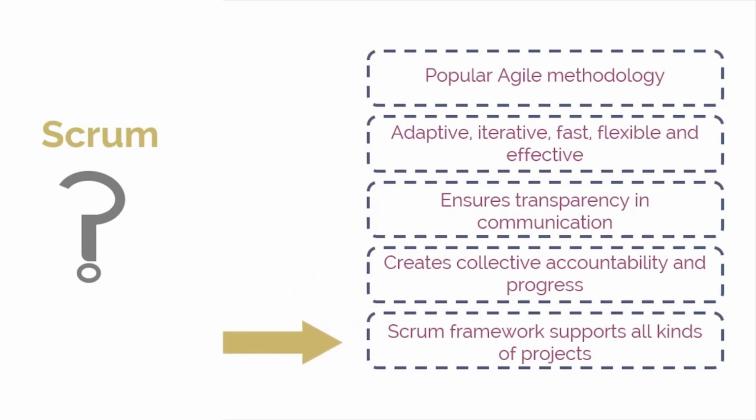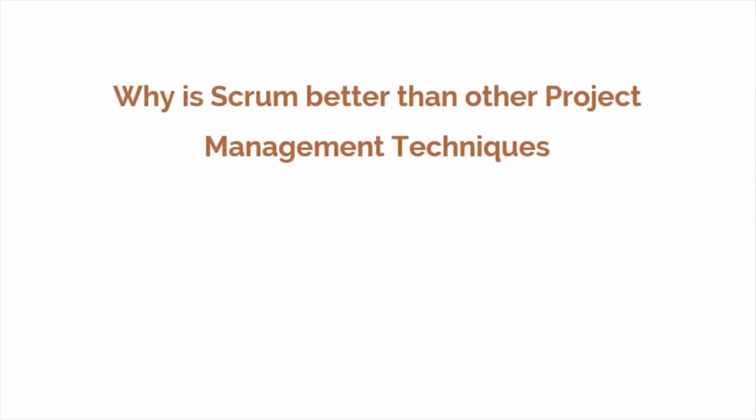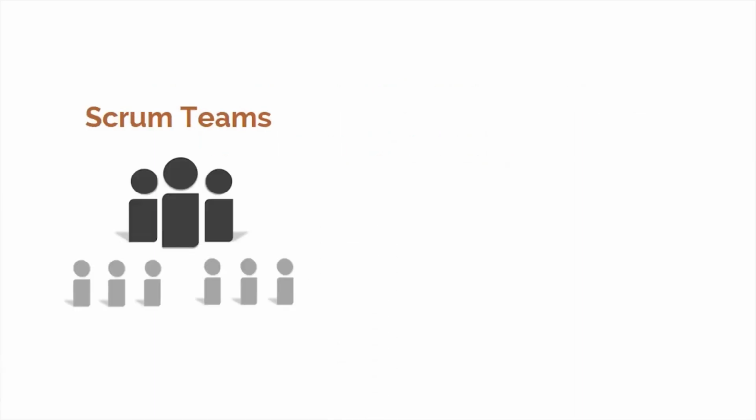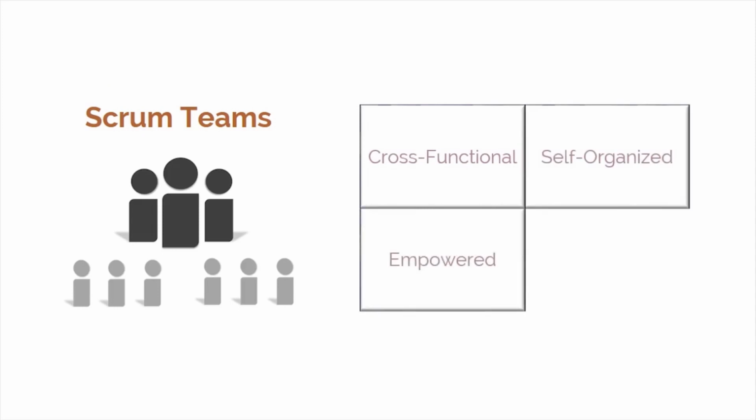The Scrum framework, as defined in the Scrum Guide, is structured in such a way that it supports product and service development in all types of industries and in any type of project, irrespective of its complexity. Here another question arises. Why is Scrum better than other project management techniques? A key strength of Scrum lies in its use of cross-functional, self-organized, and empowered teams who divide their work into short, concentrated work cycles called sprints.